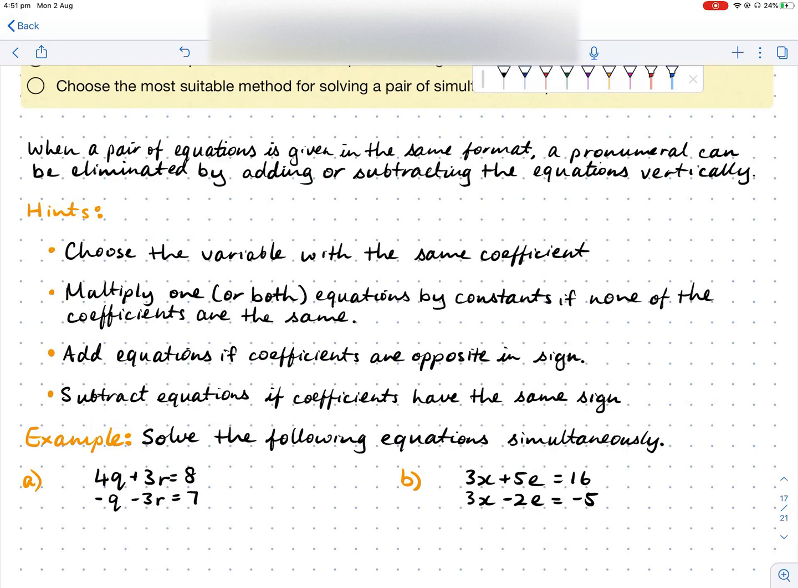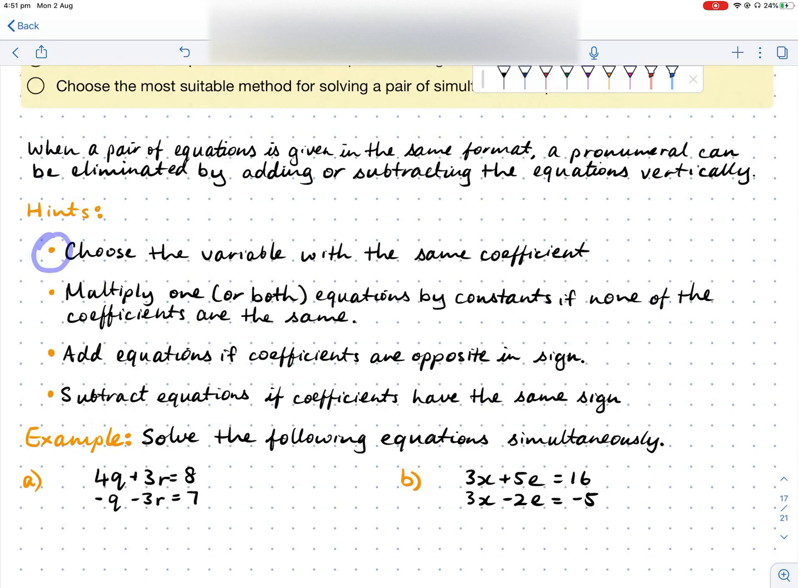So the steps are pretty much similar to your substitution. You want to name your equations and then write out the operations that you're doing and then solve for one of the pronumerals. Then you're going to substitute that back into an original equation to find the other value. Okay, so you can pretty much follow what we did in the substitution. But when we're going about working out how to eliminate, here's a couple of hints.